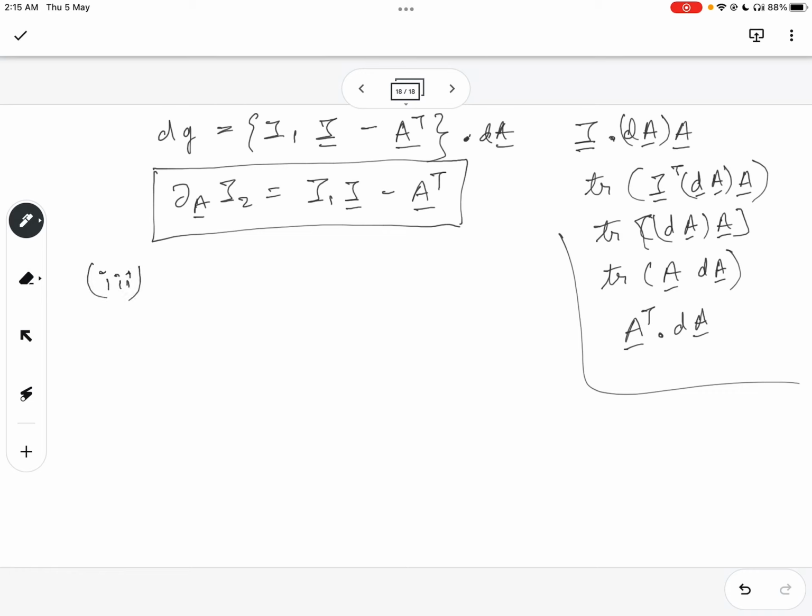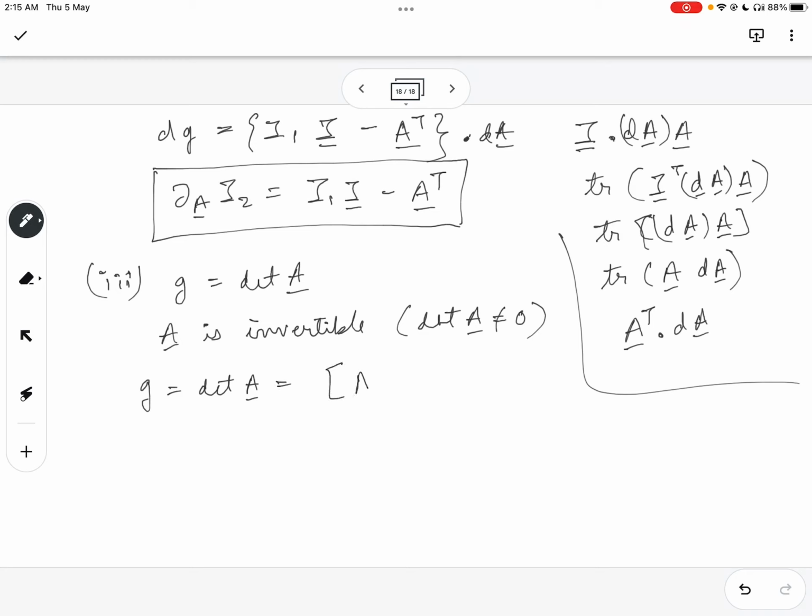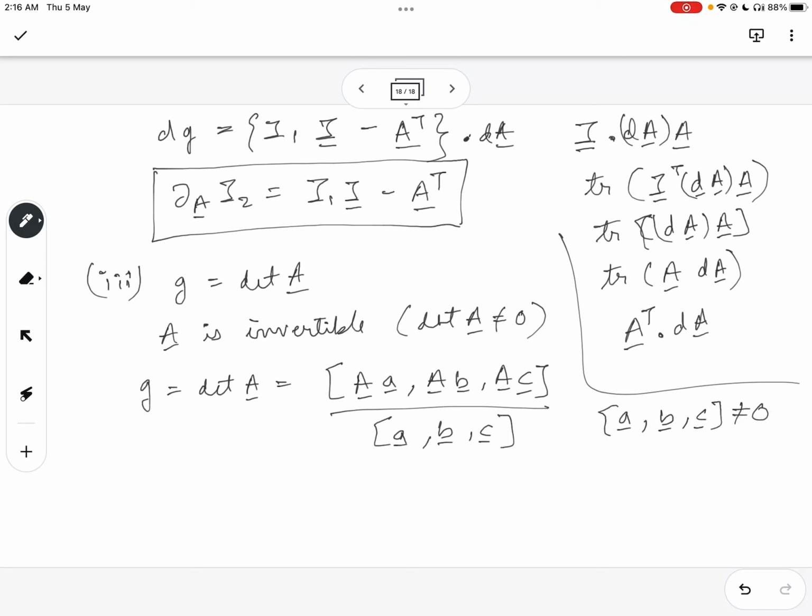Looking at the third invariant as well, g is equal to determinant of A. So we assume that A is invertible, that is, determinant of A is not equal to 0. So using our original definition of determinant in terms of the box product of Aa, Ab, Ac divided by the box product of a, b and c, such that a, b, c are linearly independent, so that the box product doesn't become 0.